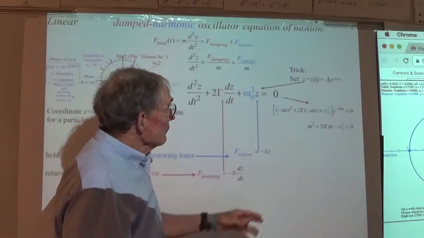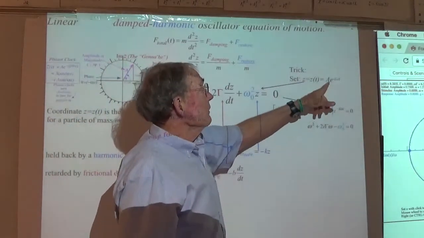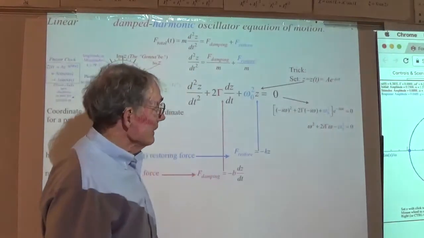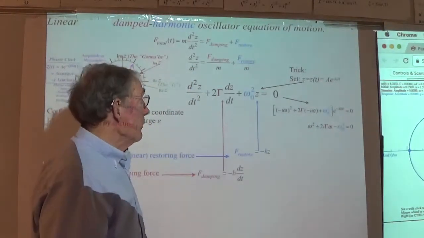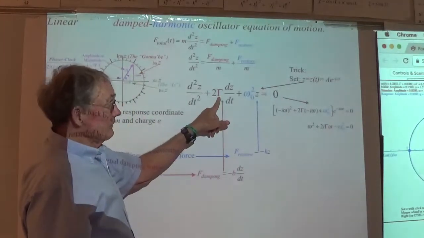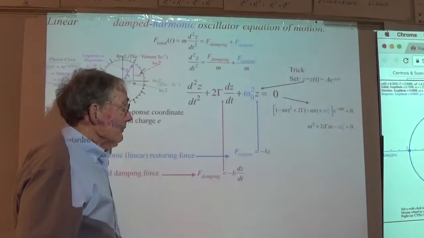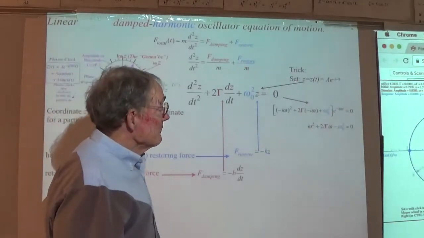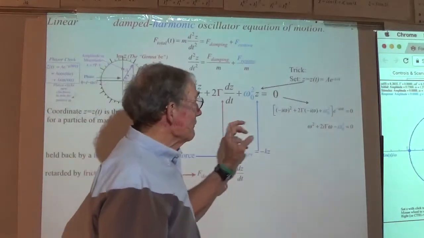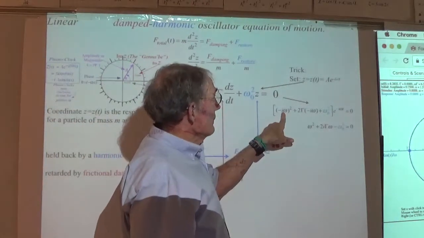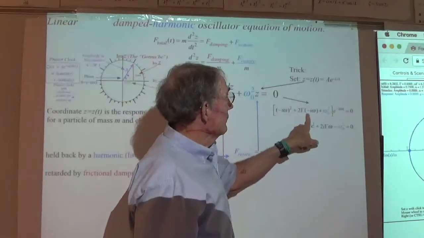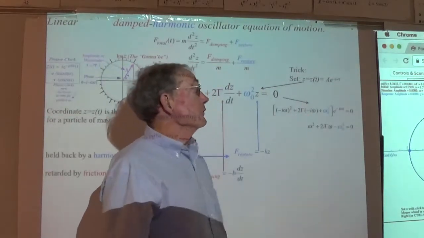And we're just going to set the z to some amplitude times e to the minus i omega t. We're going to figure out what the frequency of this thing does due to friction. And you'd think maybe it would slow it down a lot. Well, it's kind of true. It slows it down a little at first.